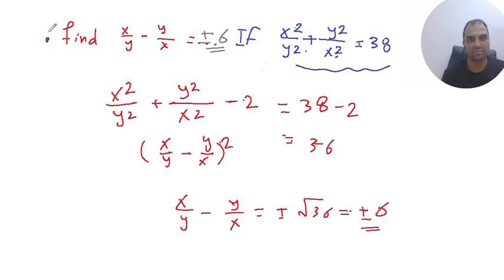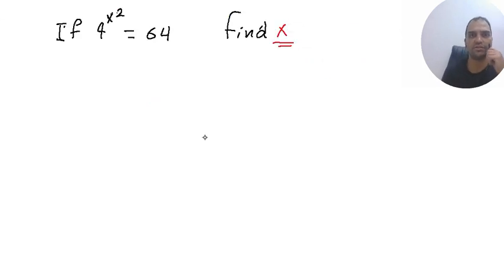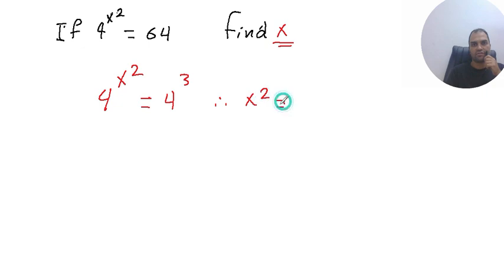Okay, understood. Next question here, if 4 power x power 2 equals 64, find the value of x. First step, we know 64 is equivalent to 4 times itself 3 times: 4 times 4 is 16, times 4 equals 64. Then we can write here 4 power x power 2 equivalent to 4 power 3. Then the base equals the base, and the power equals the power. So x power 2 will be equal to 3, and the value of x will be positive or negative square root of 3.